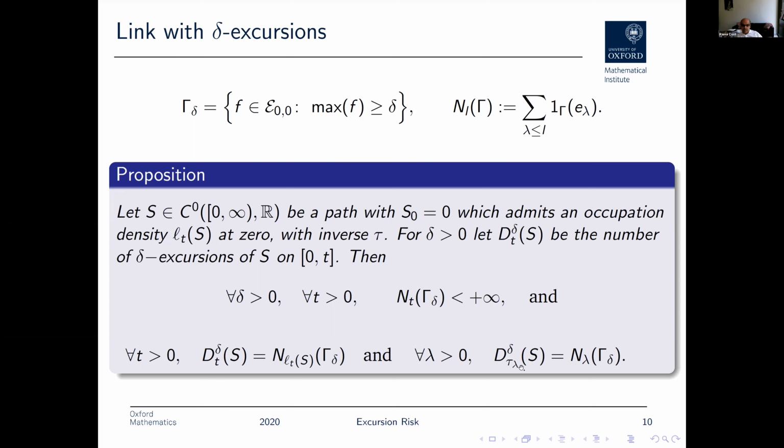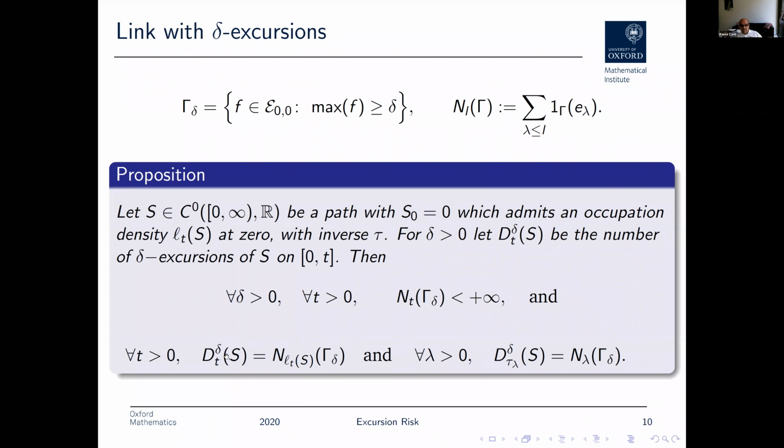But this is more interesting. The second line is more interesting. It relates the number of delta excursions with this point process here, n. And so it says that basically the number of delta excursions on 0t, which is what we're interested in, is exactly this point process. So you count the number of excursions from 0 to 0 which cross delta, but not up to time t, but up to occupation density L_t. So there's a time change involved here.